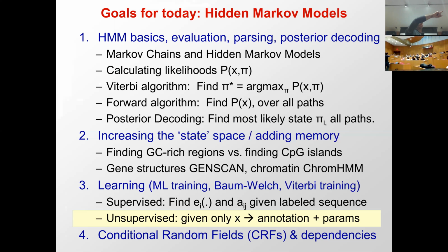Mm-hmm. This is answering his question, right? Yeah, basically what I'm asking is a simpler question. Suppose that I tell the model I want 50 states and I don't give it any training data. How would you go about learning things? So I have an answer here and an answer back there.